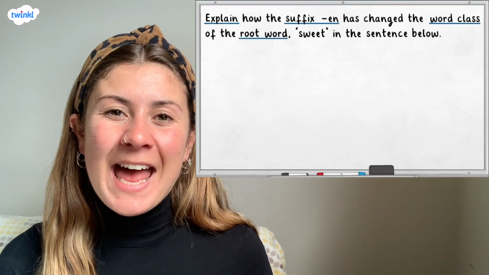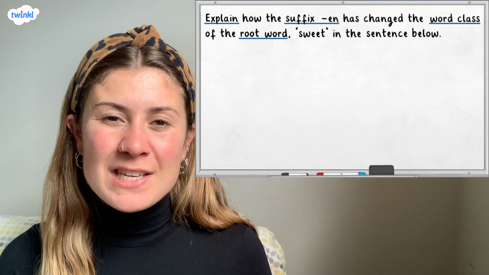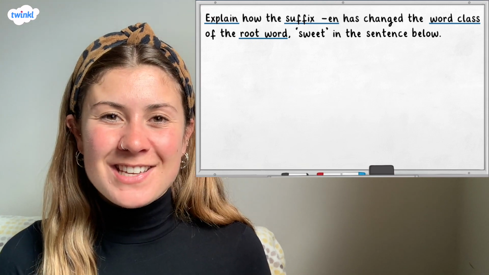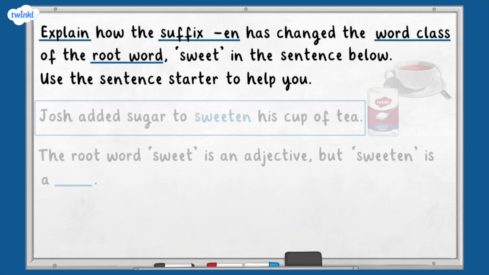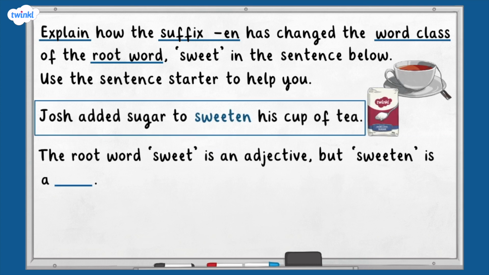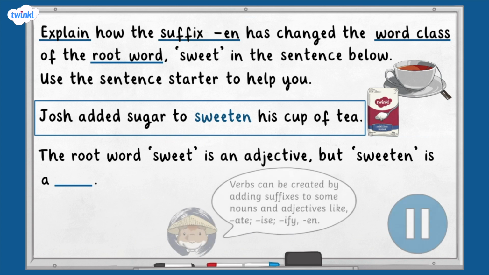The final question is asking you to explain how the suffix "en" has changed the word class of the root word sweet in the sentence. Use the sentence starter to help you. You may wish to write your answer down on a whiteboard or a piece of paper, or you might just want to say your answer out loud. Pause the video now and hit play when you're ready.